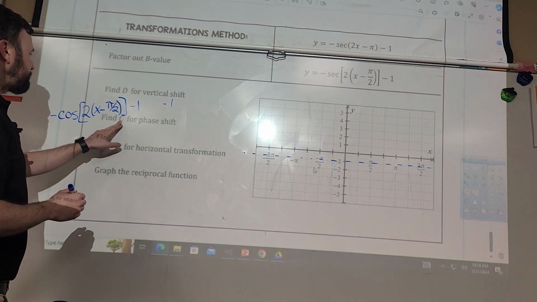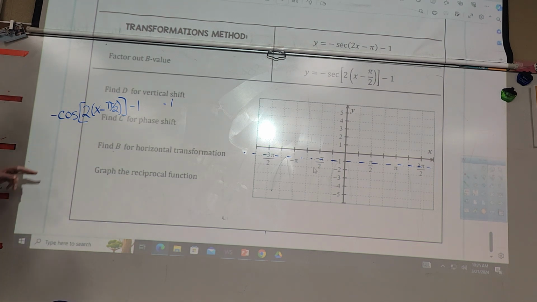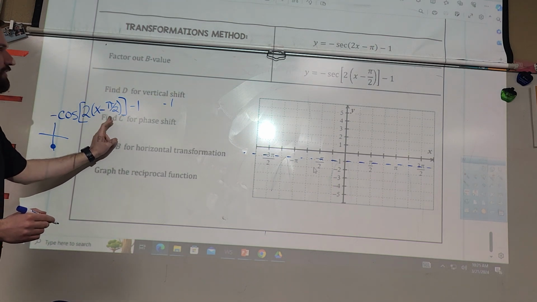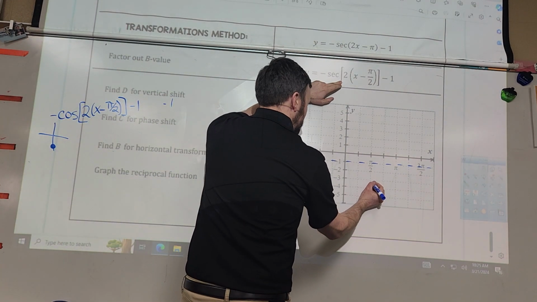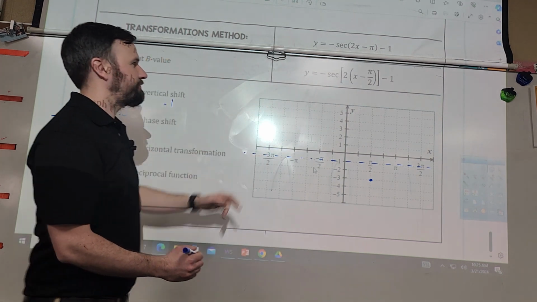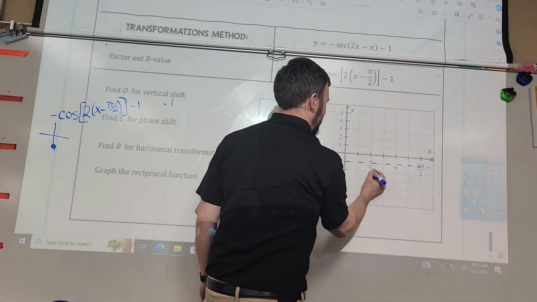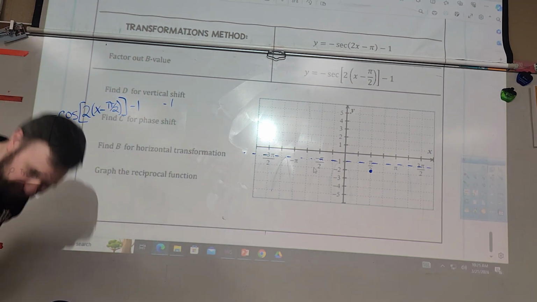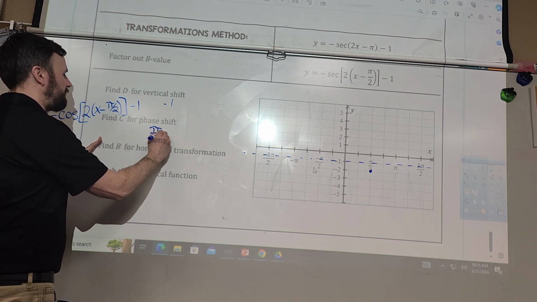All right. So what are we doing? Negative cosine. Negative cosine, I start down here, right? Where do I actually start it because of my phase shift? I'm going to go right, pi over 2. Now, my amplitude is 2, so I'm going to count 1, 2, and put a dot, right? Amplitude's 1. I got distracted. So we found C. C was pi over 2. We went right pi over 2.